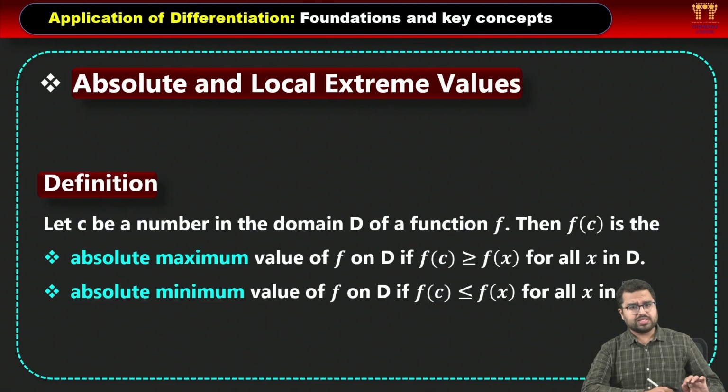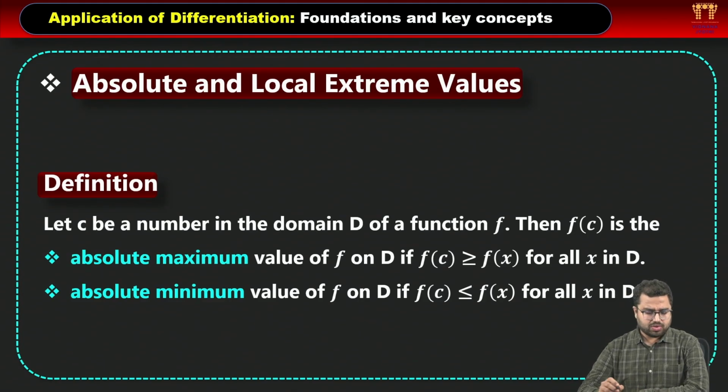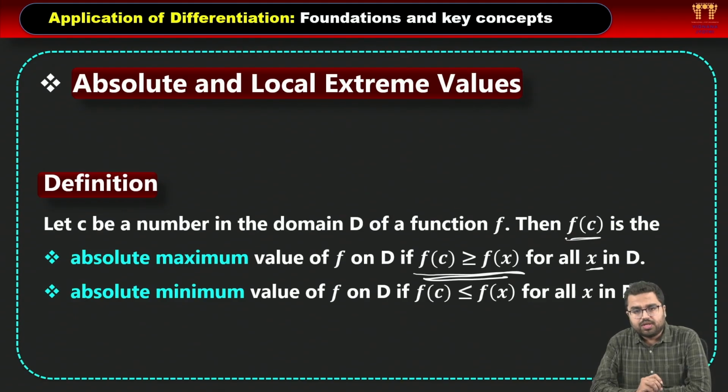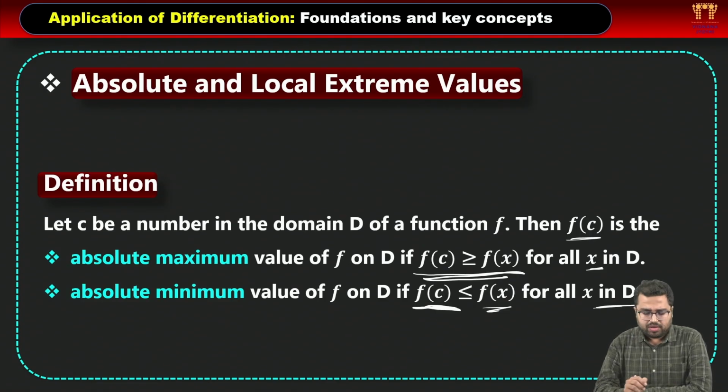So what are absolute and local extreme values? We will see. What is the absolute maximum value of a function on some domain? If f(c) is greater than or equal to f(x) for all x in the domain, then we say that f(c) is the absolute maximum. And if f(c) for some c in that domain is less than or equal to f(x) for all x in that domain, we say that f(c) is the absolute minimum value of that function.